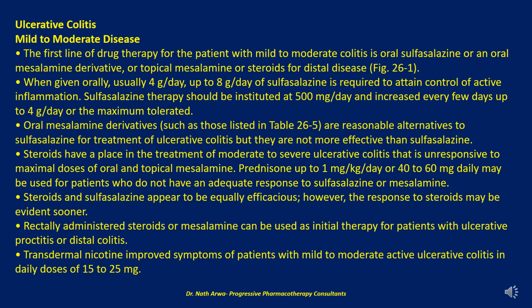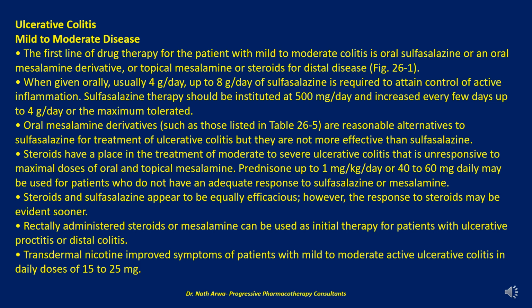Sulfasalazine therapy should be instituted at 500 mg per day and increased every few days up to 4 grams per day, or the maximum tolerated. 3. Oral mesalamine derivatives, such as those listed in Table 26.5, are reasonable alternatives to sulfasalazine for treatment of ulcerative colitis, but they are not more effective than sulfasalazine. 4. Steroids have a place in the treatment of moderate to severe ulcerative colitis that is unresponsive to maximal doses of oral and topical mesalamine.